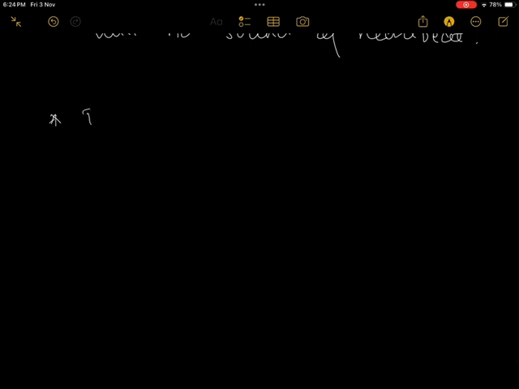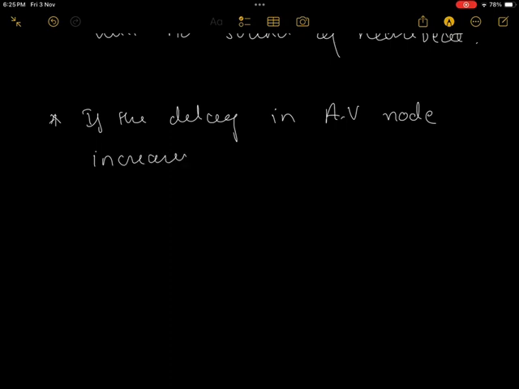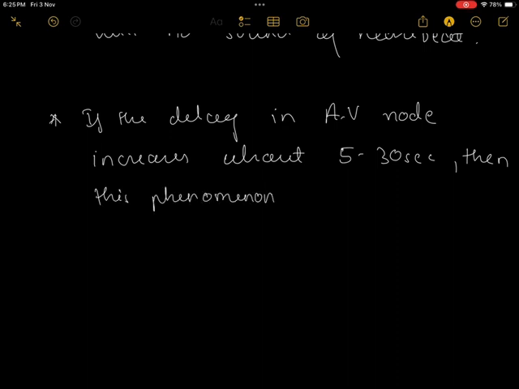Let me write it down. If the delay in the AV node increases to about 5 to 30 seconds, then this phenomenon we usually name overdrive suppression.